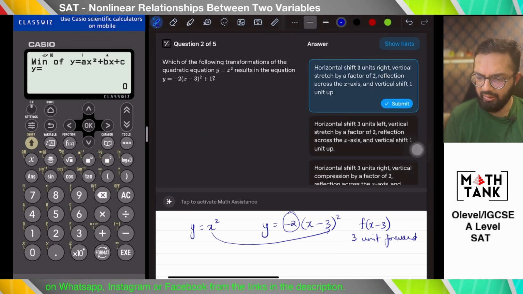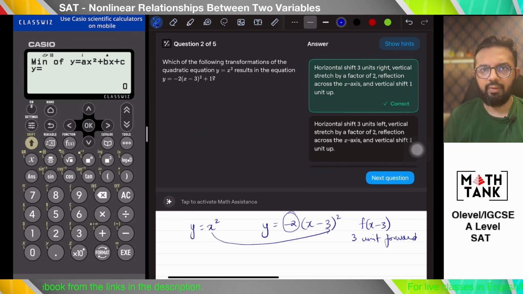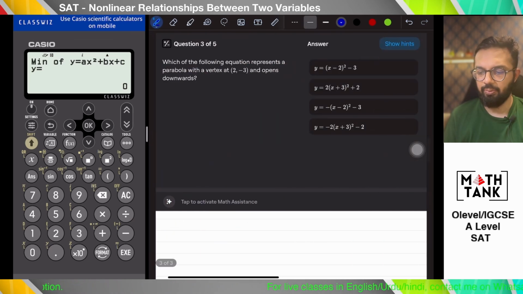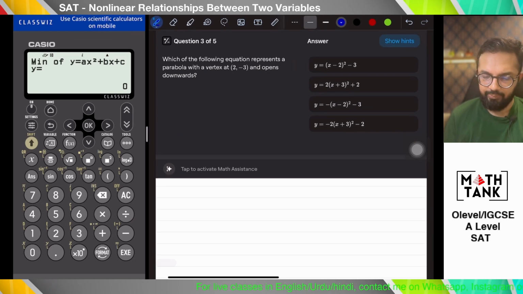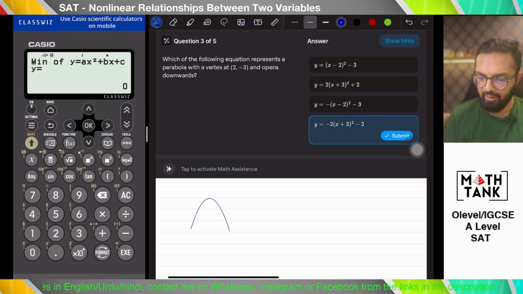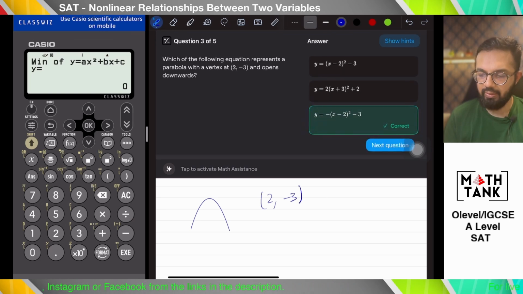I think all of these fit directly. Yes. Again, then a plus 1 tells me that it's moving 1 unit up. Opens downwards, so it has to look like that. So the answer could either be C or D. And I want 2 inside and minus 3 outside. That's the answer then.